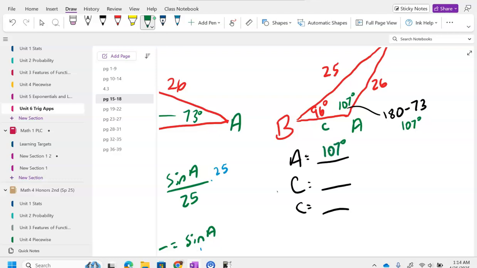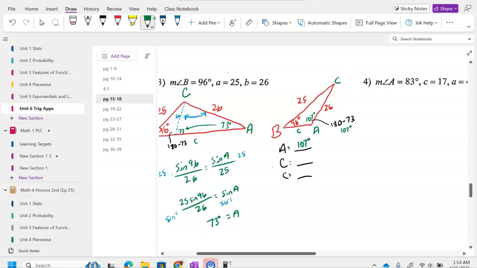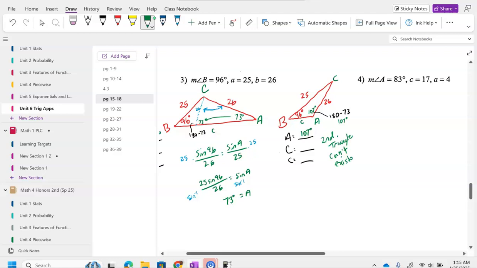But this is where you use your common sense. You would go, hold up. We are already bigger than 180 degrees here. So there is no way the second triangle exists. So the second triangle cannot exist, which means you would stop and you would say there's only one triangle. So the second triangle can't exist, so we have one triangle.